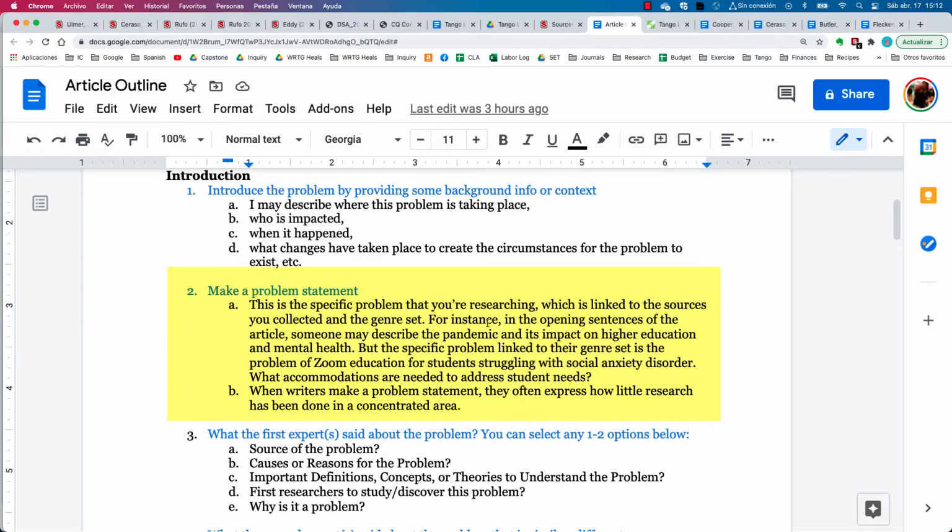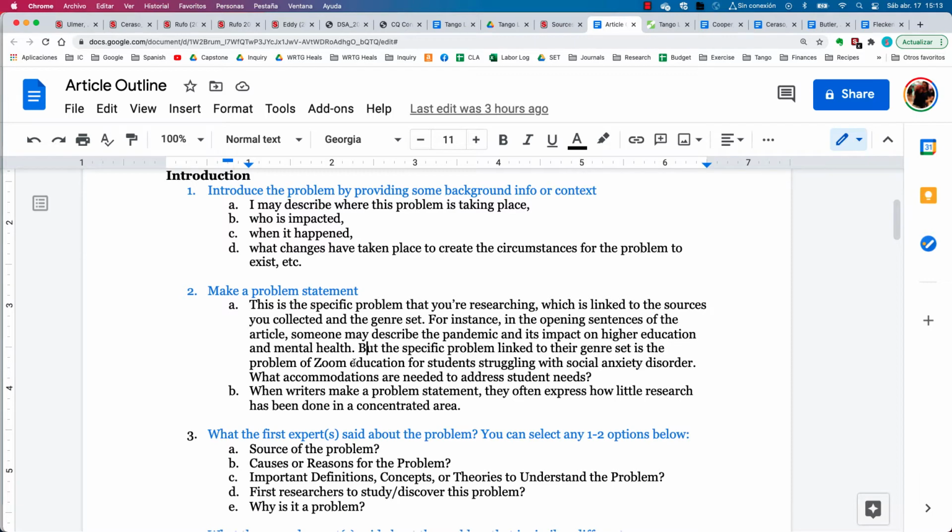Okay, so let's take a hypothetical situation. For instance, in the opening sentences of the article, someone may describe the pandemic and its impact on higher education and mental health. That information may have come from the sources in your annotated bibliography, or maybe you did additional research using credible, reliable sources. Those sources must be cited, and they'll go in your Works Cited page, but they don't necessarily have to go into your annotated bibliography.